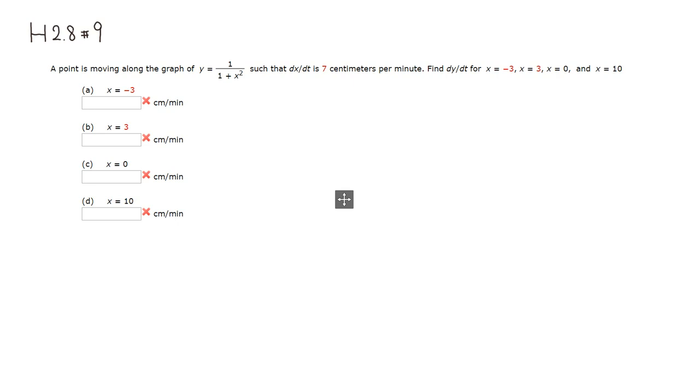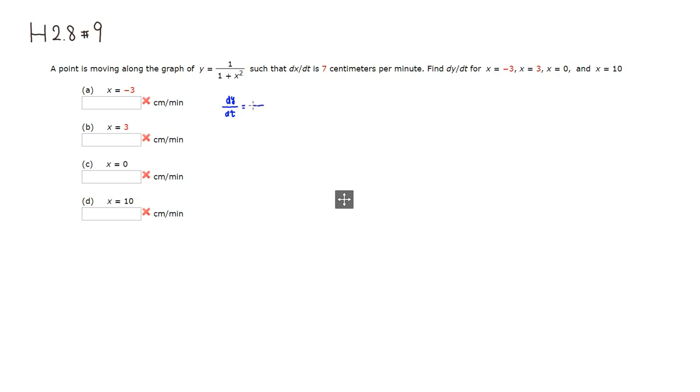We have y equals 1 over 1 plus x squared, and we want to find dy over dt for a given dx over dt and x value. So let's do that. We just need to take the derivative of y with respect to t. We can do this a couple of different ways: we can use the quotient rule, or we can use the general power rule. I'm going to go ahead and use the quotient rule.